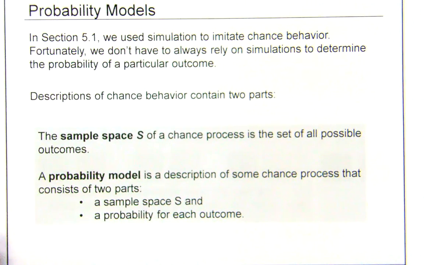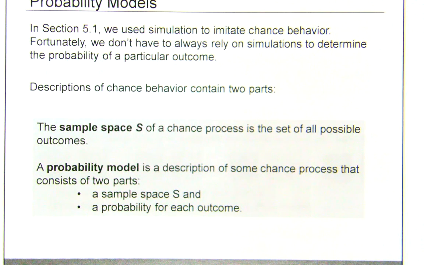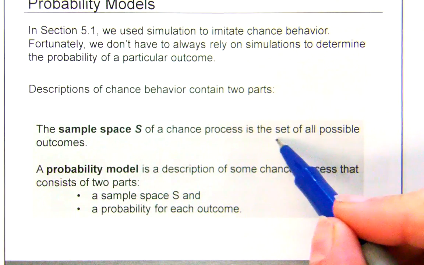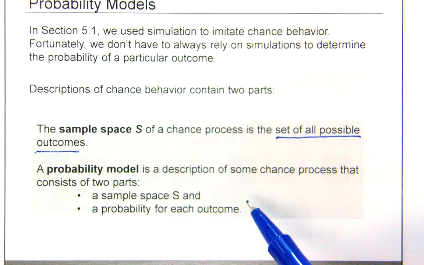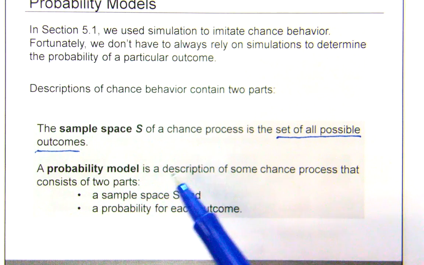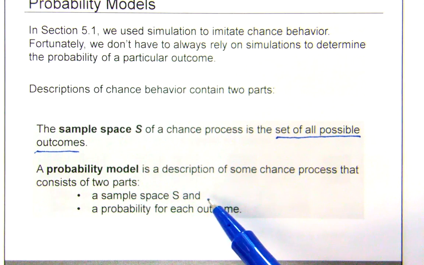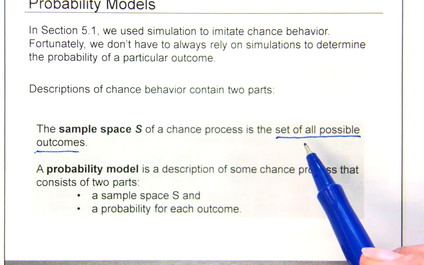Okay, probability models. In section 5.1, we used simulation to imitate chance behavior. Fortunately, we don't always have to rely on simulations to determine the probability of a particular outcome. Descriptions of chance behavior contain two parts. First, a sample space, which is the set of all possible outcomes, so everything that can possibly happen. Then a probability model describes the chance process, and it contains two parts: the entire sample space and the probability of each outcome.